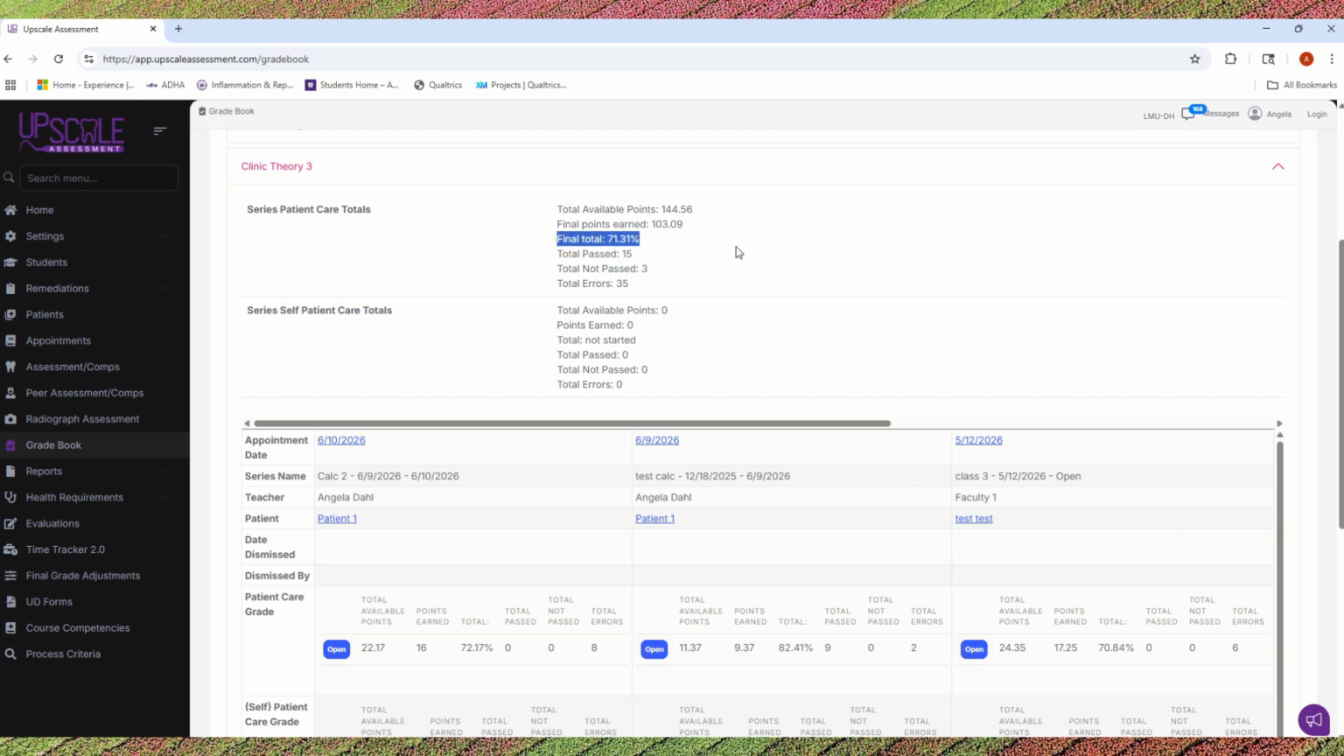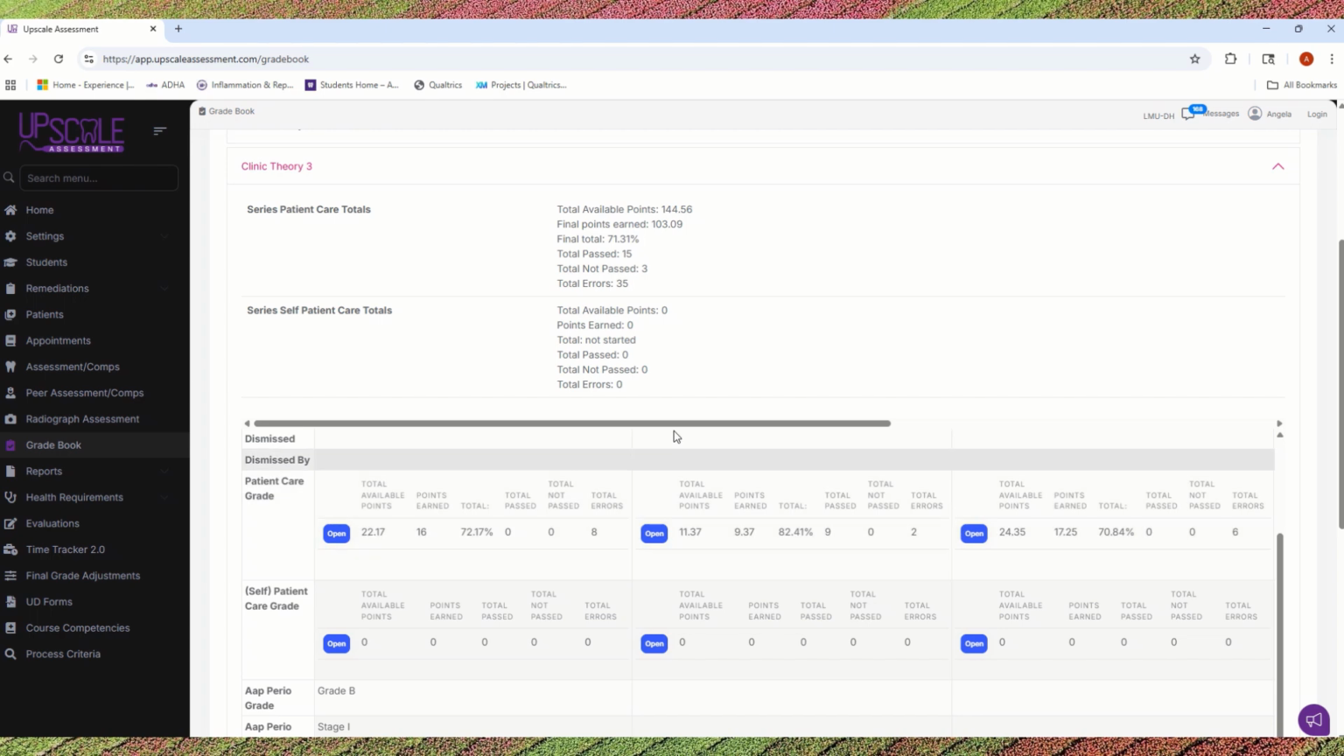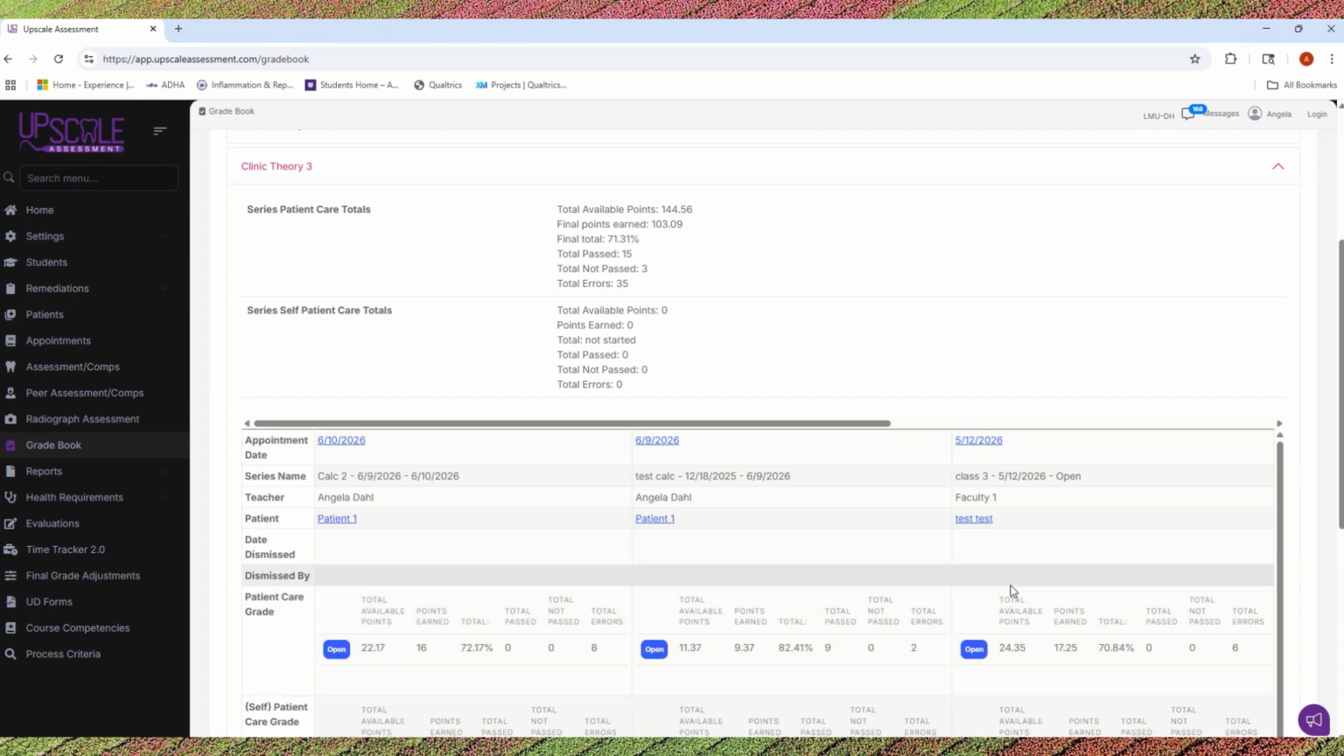The average score was 71%. The total points available for all patients were 144.56, and then the student only earned 103.909. So it will break it down for you for every single patient that this student has seen. So if you're wondering, like this patient right here, this Calc Level 2, the student only earned a 72%. There were 8 errors, and there were 16 possible earned. And then here, this patient, the student got an 82%.